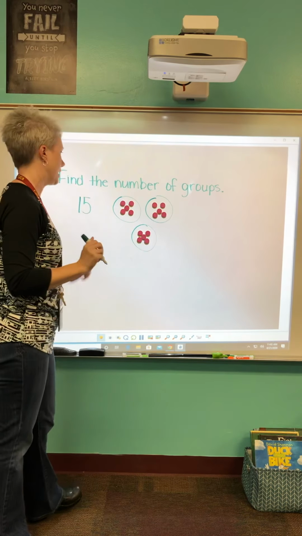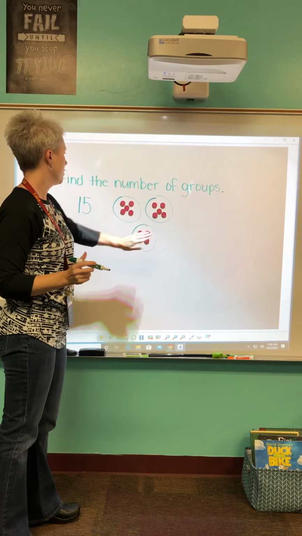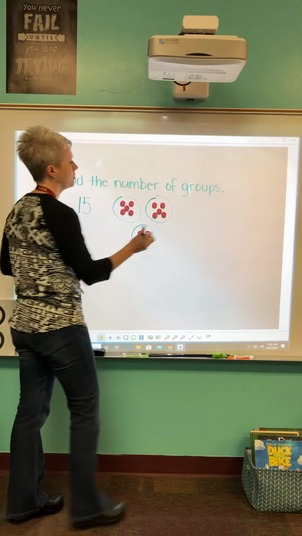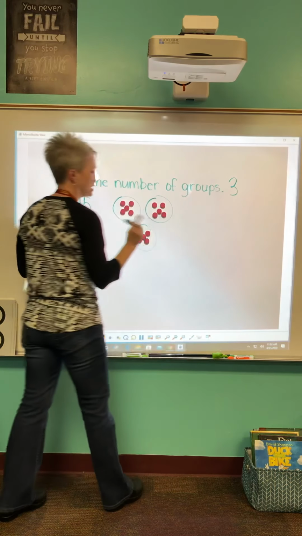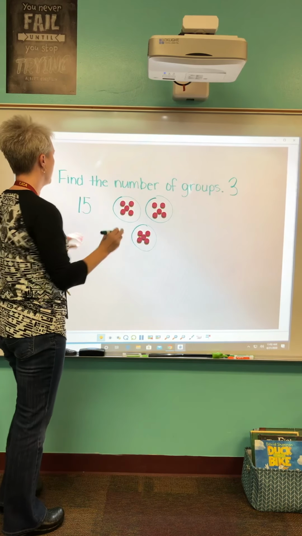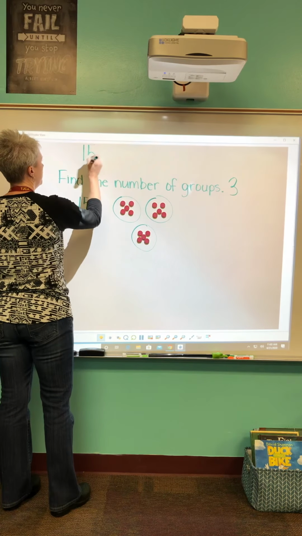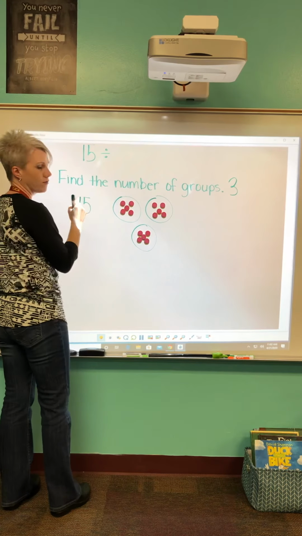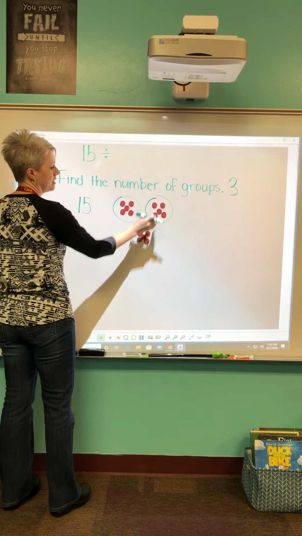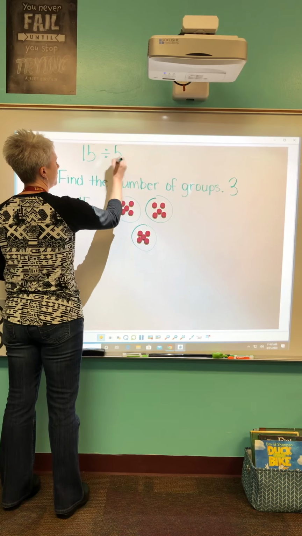How many groups did I get? 1, 2, 3. Find the number of groups. We needed 3 groups. And this is what we did. We started with 15. That was my whole number. We divided 15, 5 in each group. So 15 divided by 5.